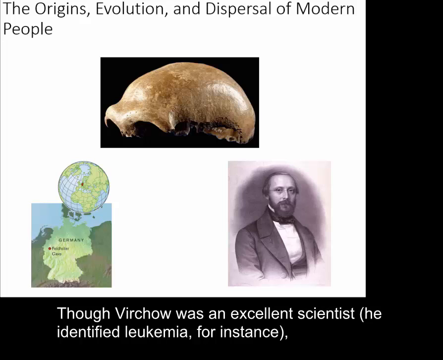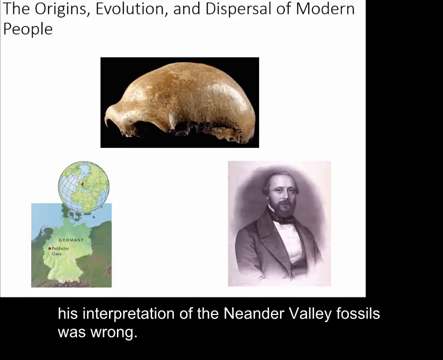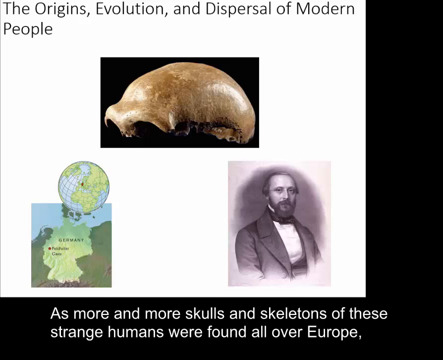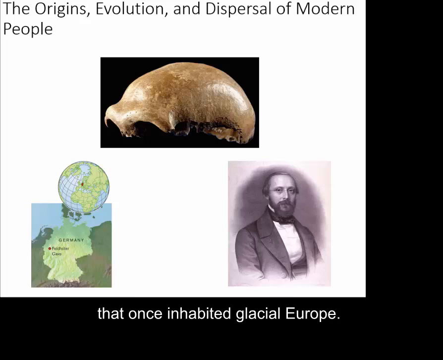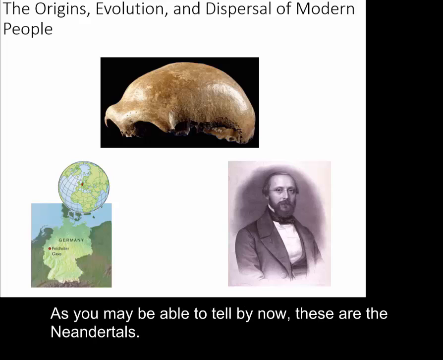Though Virchow was an excellent scientist, he identified leukemia, for instance. His interpretation of the Neander Valley fossil was wrong. As more and more skulls and skeletons of these strange humans were found all over Europe, it became clear that they were the remains of a very real population of human ancestors that once inhabited glacial Europe. As you may be able to tell by now, these are the Neandertals.